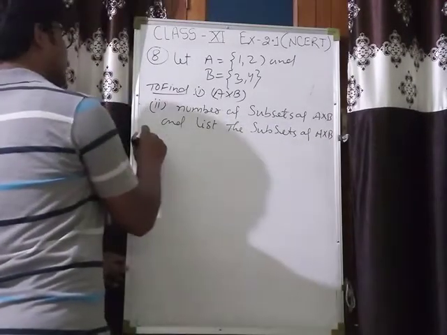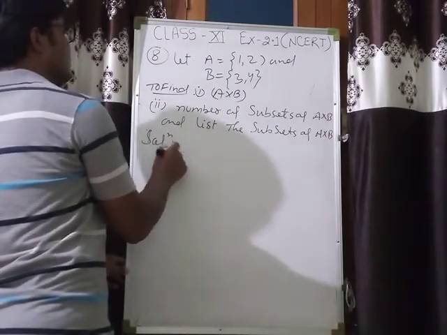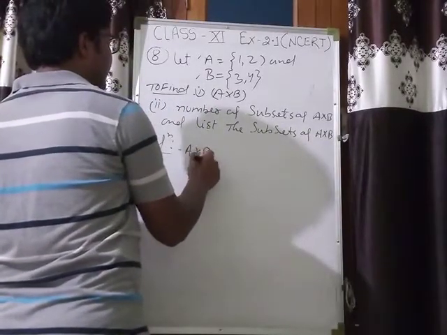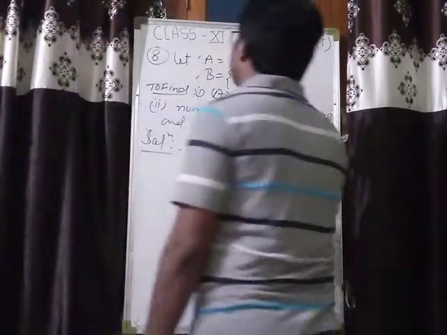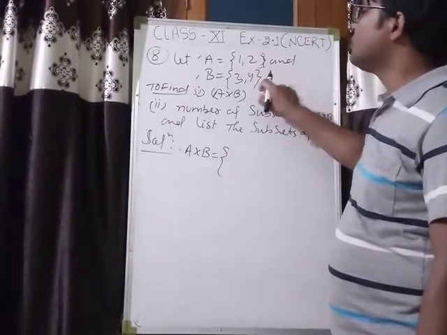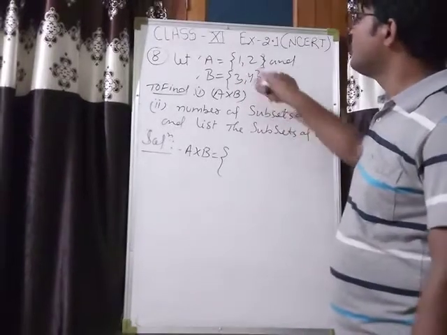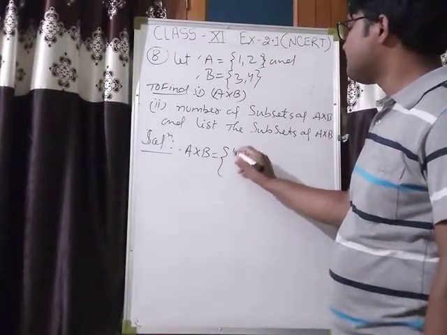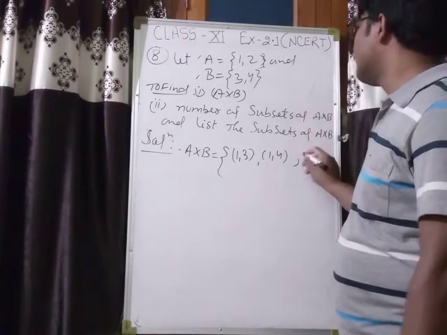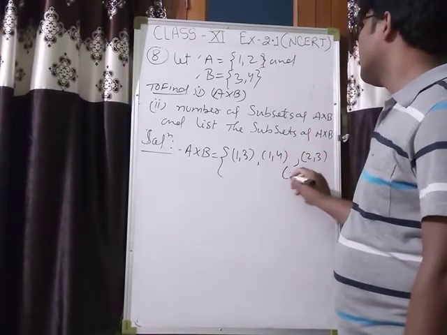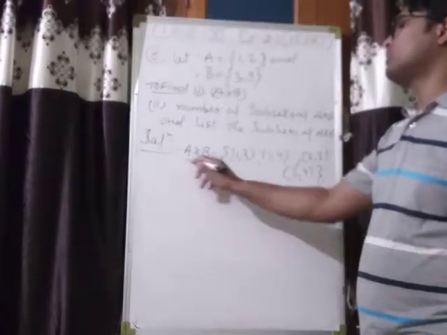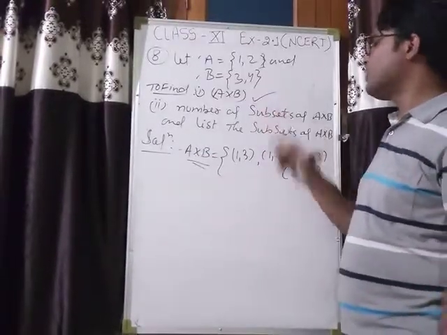That is a very easy question. I am going to solve this. See, this is A, this is B, so A cross B is what? It has total 2 times 2, that is 4 elements: (1,3), (1,4), (2,3) and (2,4). Okay, so these are the 4 elements A Cartesian product B has. So the first part is found.